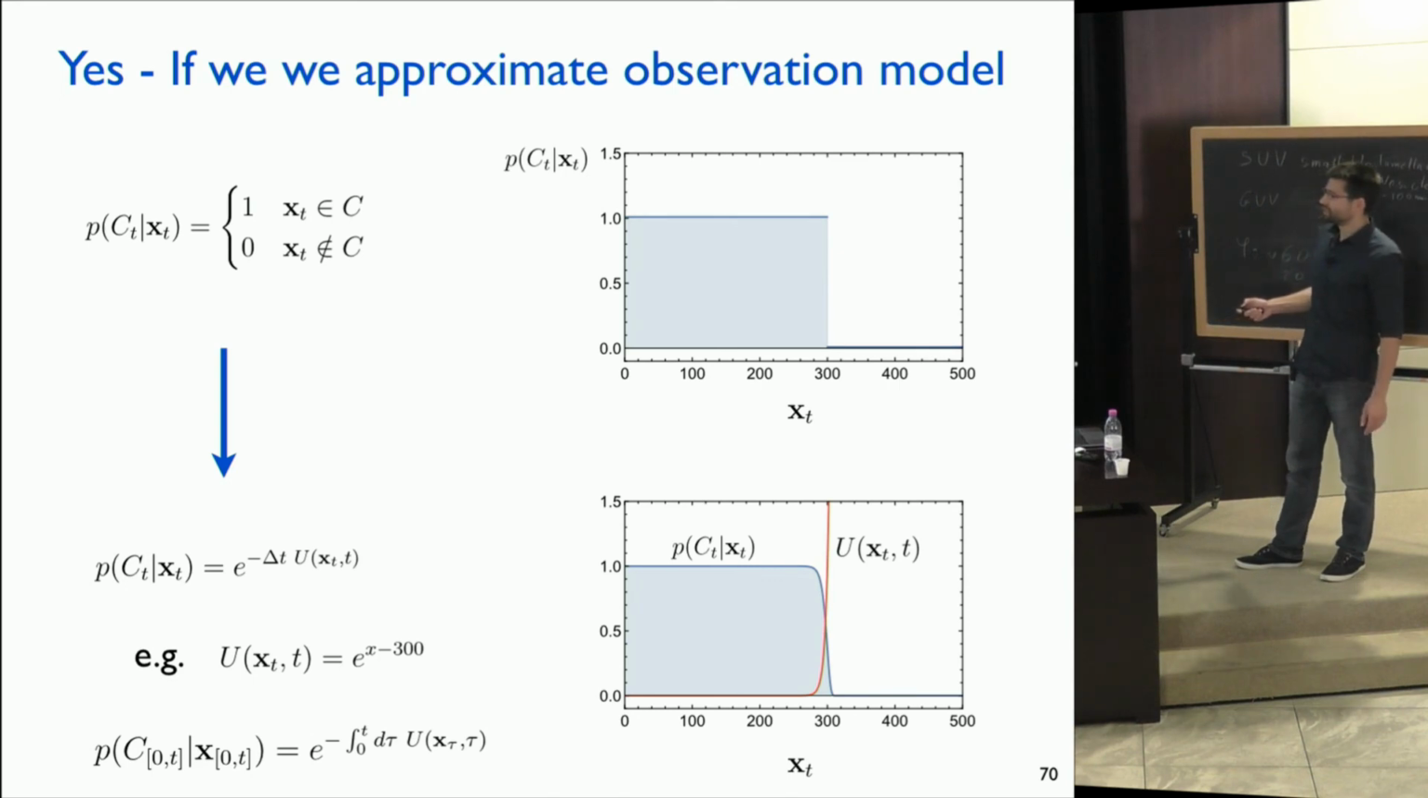And the reason why we write it in this weird way with this delta t is because in the continuous time case, we would penalize the process by e to the power minus an integral over the potential over a certain time region.